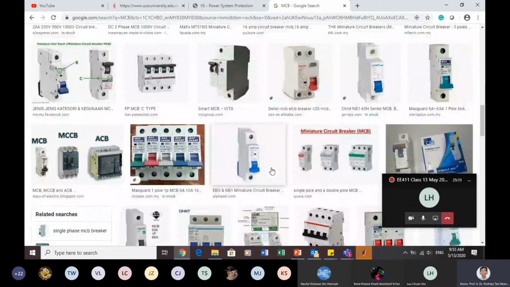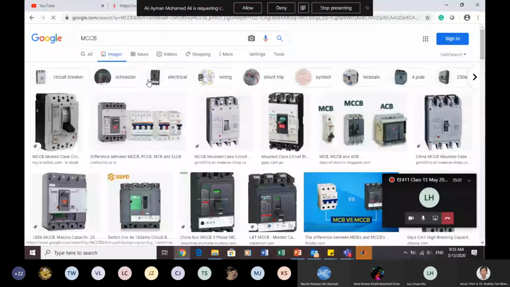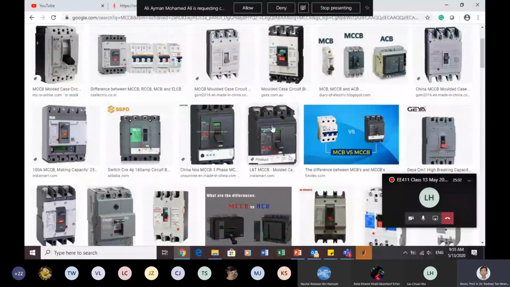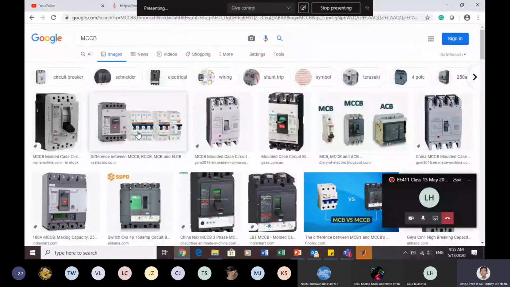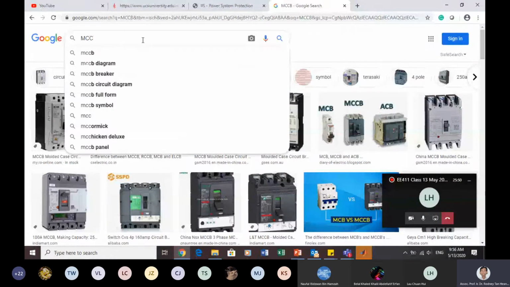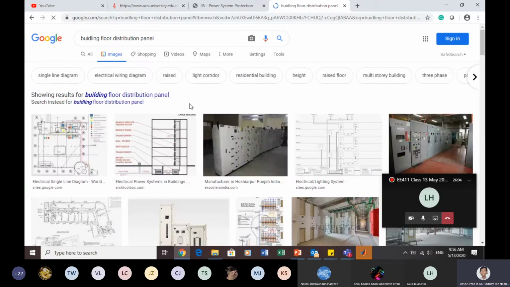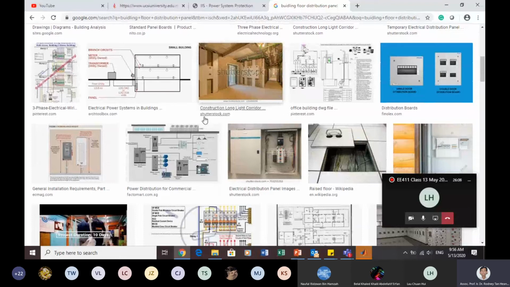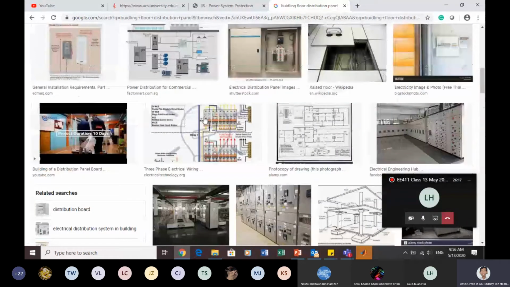Maybe we will just type MCCB. You will see that MCCB is pretty big in size, high ampere. It looks something like that. Most likely it is in the distribution panel, the large floor distribution panel. They are used in the floor distribution panel, something like that.